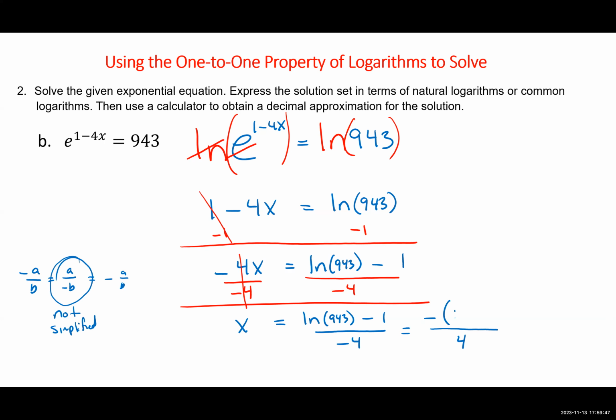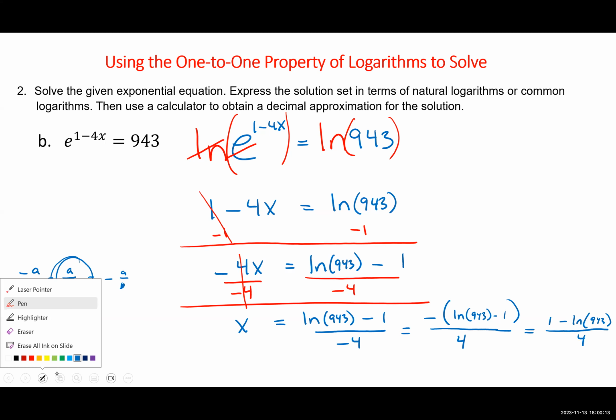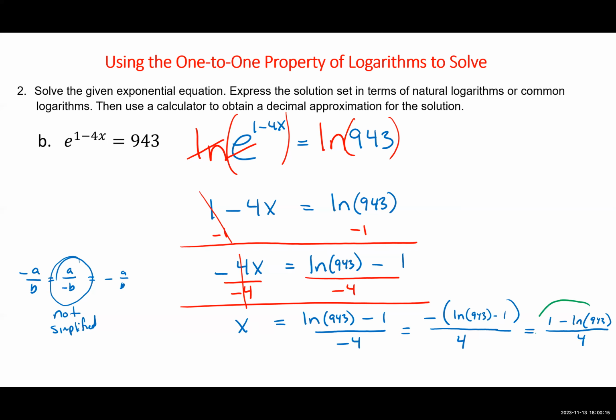And that's the negative of the natural log of 943 minus 1. And that negative will actually change the order of this difference. So that'll actually be 1 minus the natural log of 943, all divided by 4. And I think that's the simplest answer, meaning using the least number of symbols.